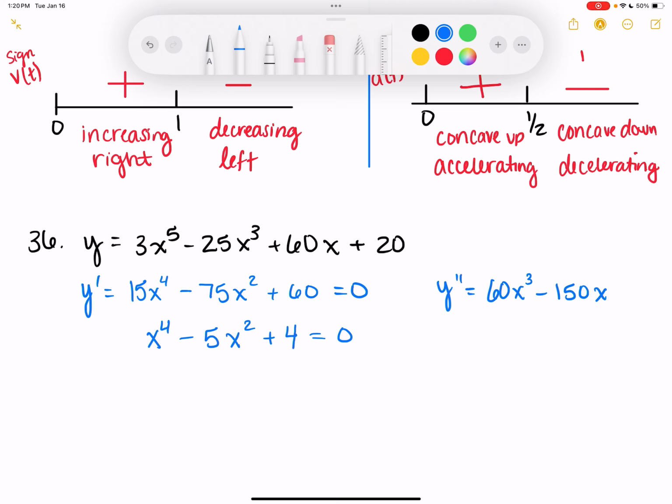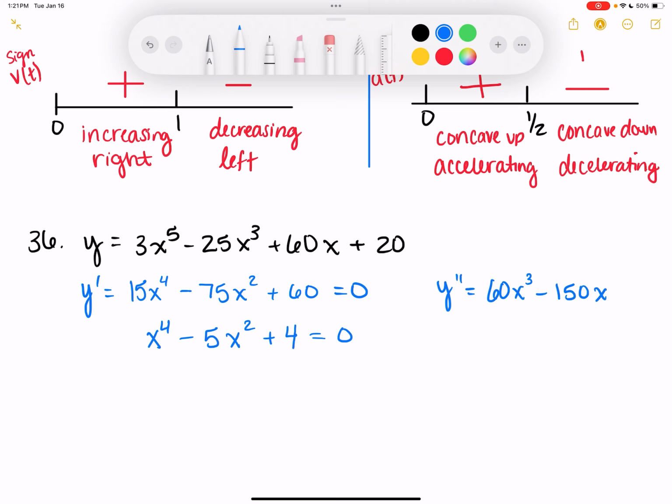X to the 4th minus 5x squared plus 4. Wait, no, that wouldn't work. They both have to be negative, so it'd be negative 4x squared plus negative x squared, which gives negative 5x squared. Oh, sorry, it's negative 4 and negative 1. Okay, so we can do it that way if you want.